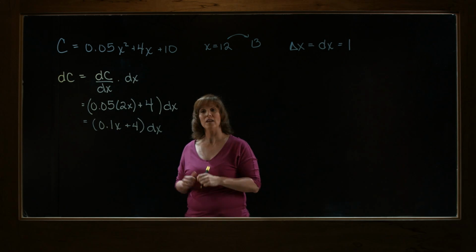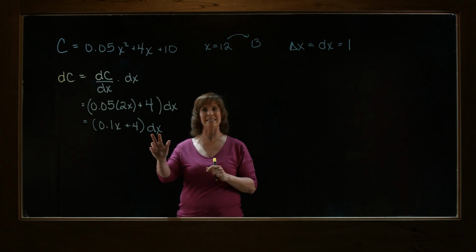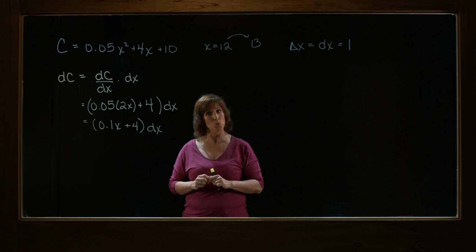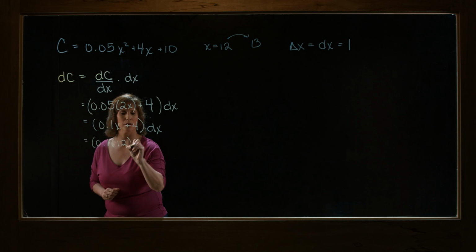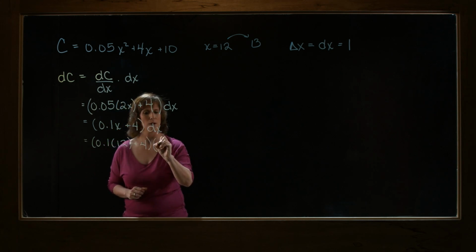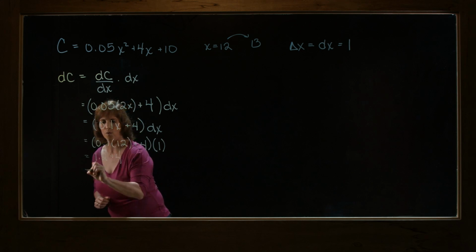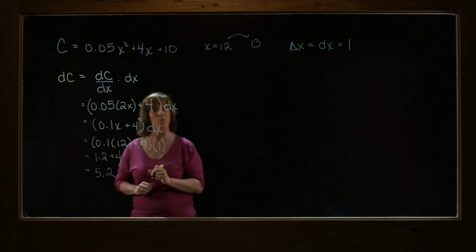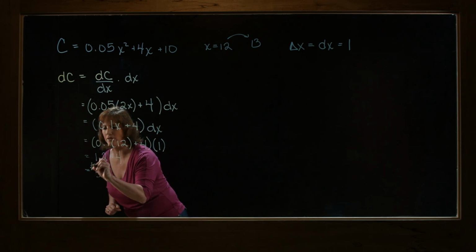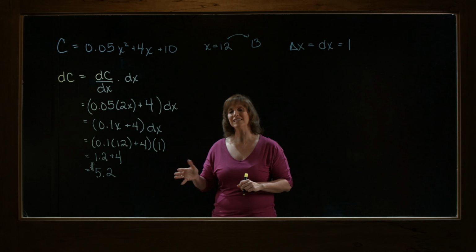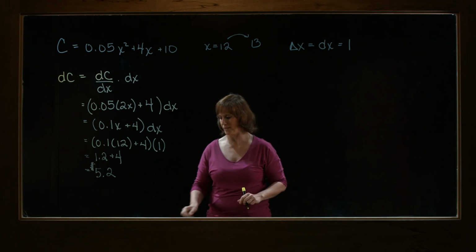Now we can enter the specific information for this problem. In this case, my production level is at 12, and my dx, which is the change in the production level, is 1. So I have (0.1 times 12 plus 4) times 1, which is going to give me 1.2 plus 4, or 5.2. And again, let's think of units. This is the change in cost, so this will be measured in dollars. So this is approximately how the cost will change when I increase production levels by 1 unit.